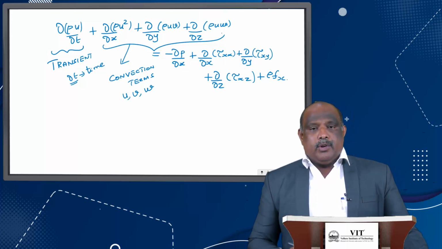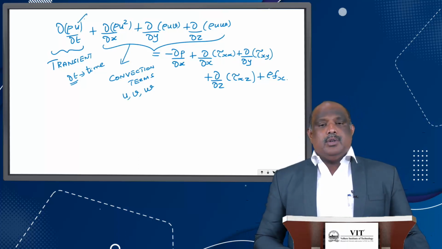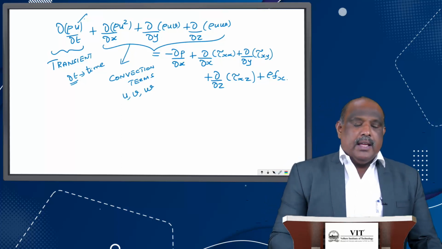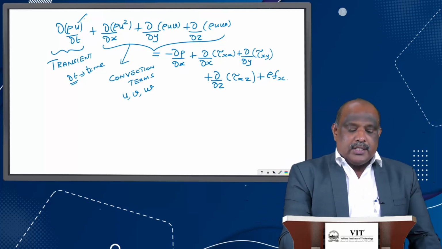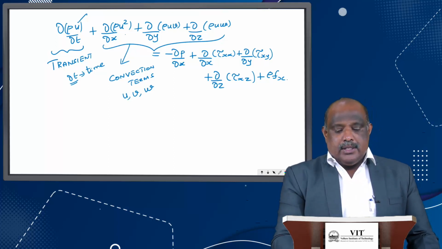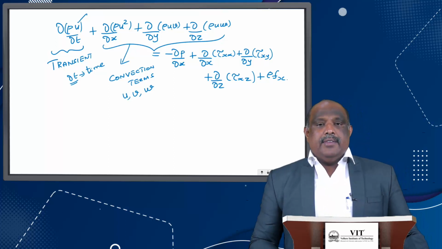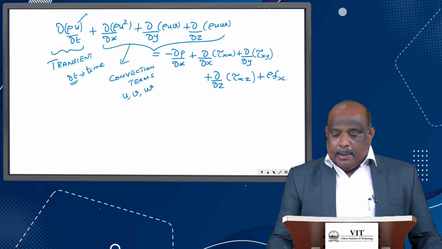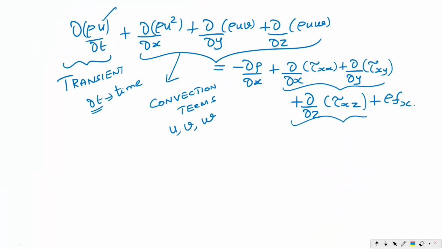Then there may be a query for you. Sir, here there is also a u term. Here also there is a u term. Even though the u term is there, we are giving more importance to the time, and hence it is called transient. Here you can see there is no time term involved, and hence we are calling these three terms convection terms.